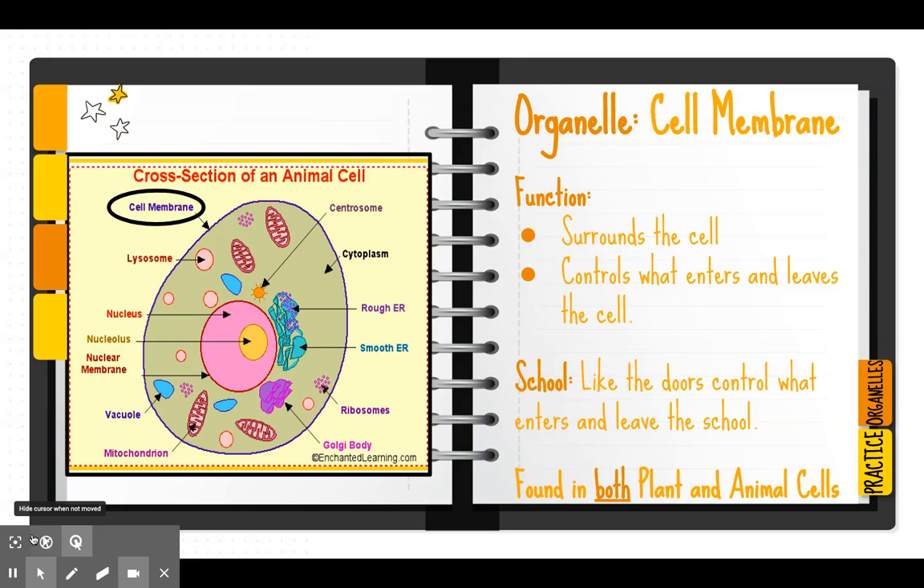And when we talk about it next week, we'll try to give you a little example of what that might look like. But the main thing is you understand that the cell membrane's job is to control what enters and leaves the cell.